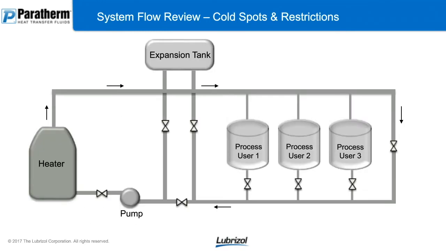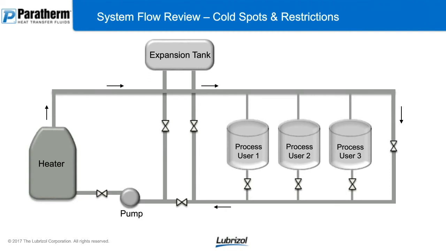So here's a real basic layout of a system design. Again, I've only included really basic elements here, so don't go out and use this as a blueprint to set up a system. There are some missing elements. But for these purposes, to show you what I mean by cold spots and restrictions and what can happen here, we're going to look at a 3-user continuous loop with one heater.